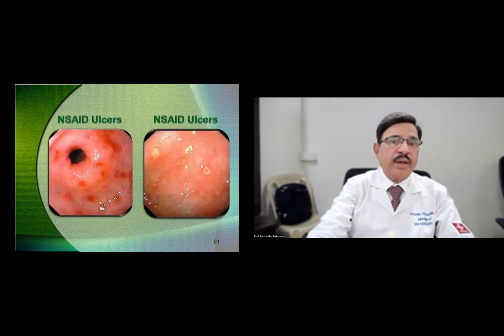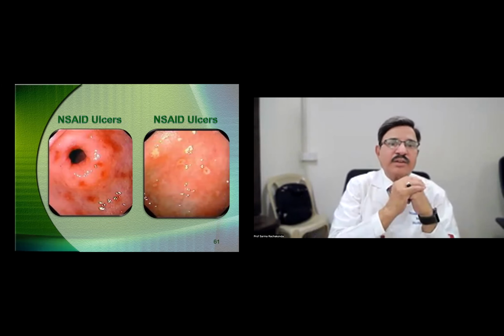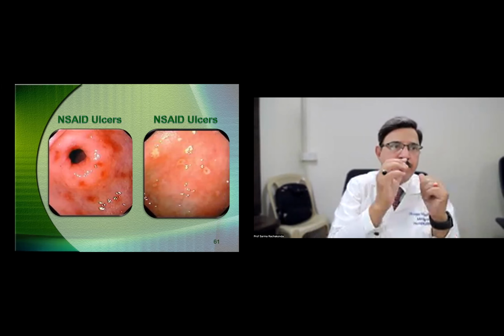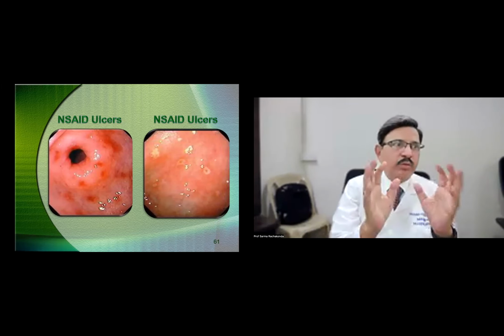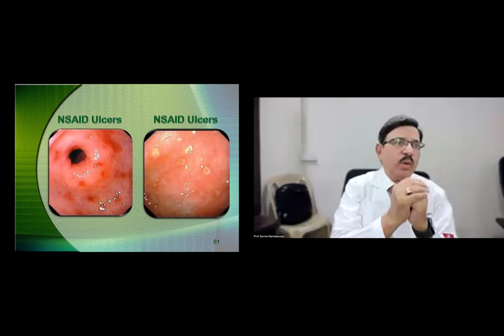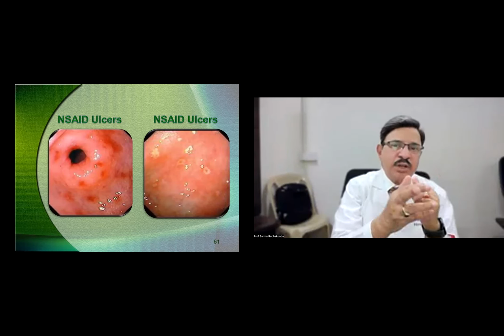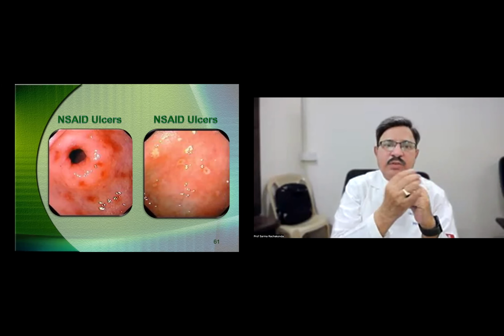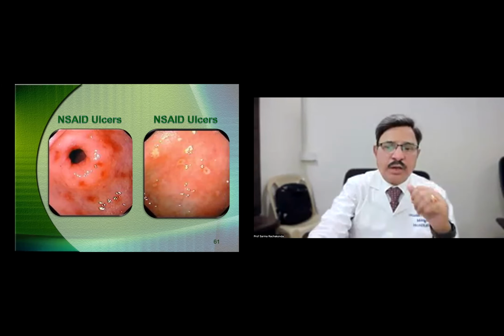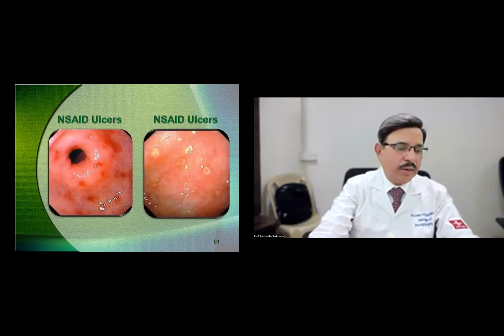So NSAID ulcers look like that. They will be very red in color. Number is 5 to 6, spread all over. NSAID ulcers will have some slough also. It is not pangastritis. It will be like this.